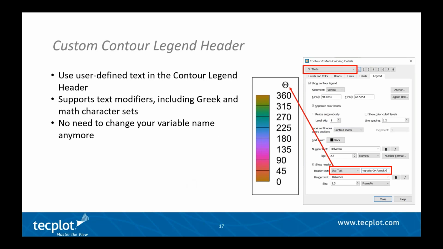Okay, so let's get into some GUI creature comforts. These are just a couple of little niceties that we've added this release. The contour legend header can now be defined using your own custom text. You used to have to go into the dataset information dialog and change your variable name, and now you can do it right on the contour details dialog. You can include text modifiers, as seen here, such as Greek or math character sets. You don't have to change your variable name anymore. So, a nice little addition. This little drop-down header text has the options of use custom text or use the variable name.